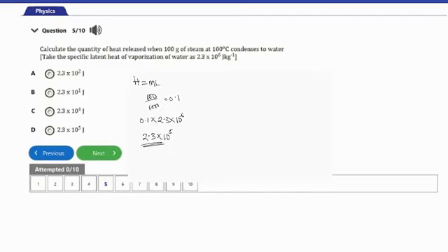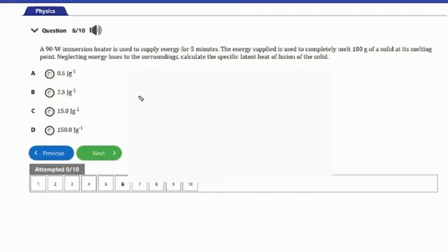Let's go ahead and consider the next question, guys. So that's question number 6 here. It says a 90 watts immersion heater is used to supply energy for 5 minutes. The energy supplied is used to completely melt 180 grams of a solid at its melting point. Neglect energy loss to the surrounding. Calculate the specific latent heat of fusion of the solid.